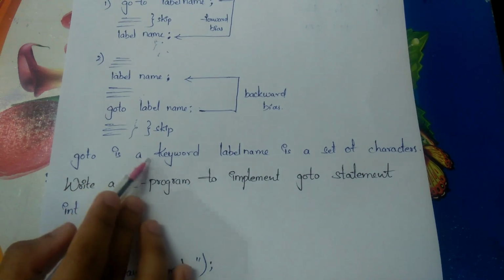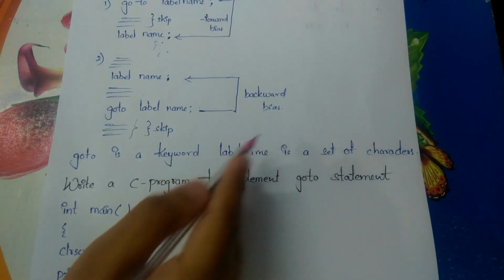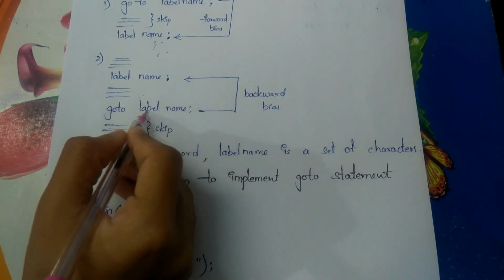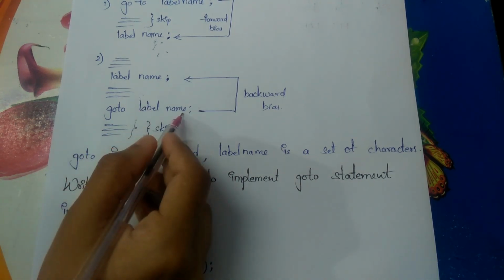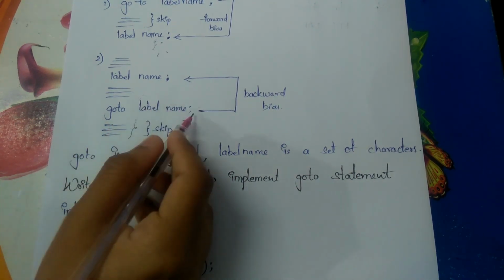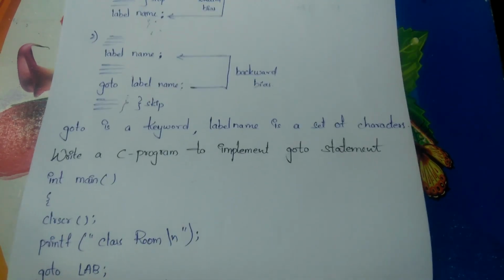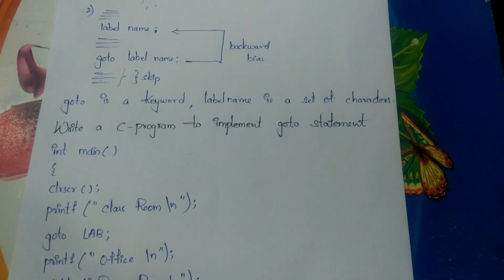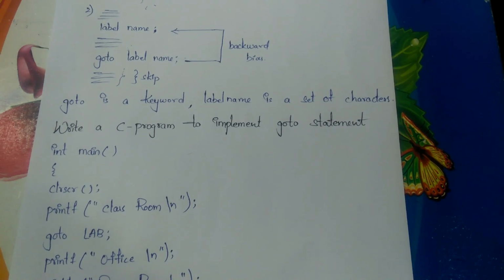Now goto is a keyword, and label name is a set of characters. It depends on the user, whatever name you want to give, you can give in place of the label name. Now let's see a small program on the goto statement. Write a C program to implement the goto statement.